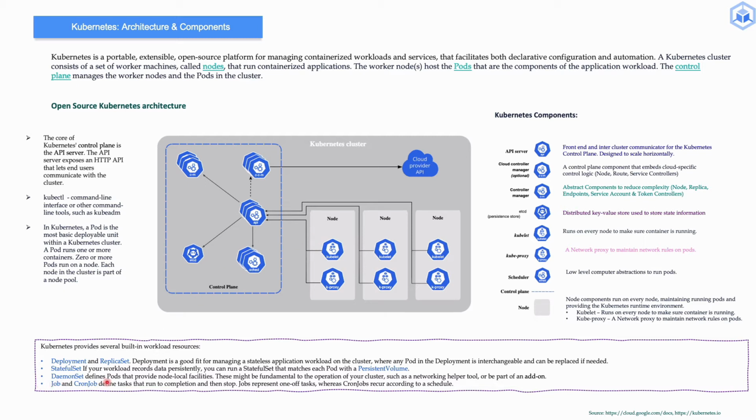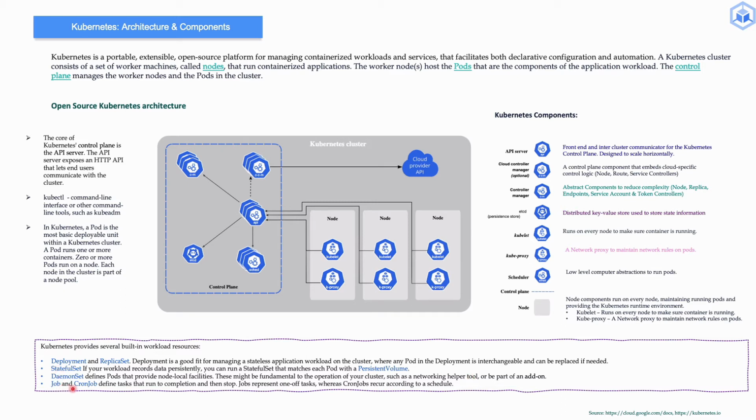Daemon set. It defines pods that provide node local facilities. These might be fundamental to the operations of the cluster, such as a networking helper tool, or be part of an add-on. So that basically gives you access to pods, to the internals. So anything you need to do at a very low level, or machine level or node level inquiries, and a lot of the monitoring tools are used for that.